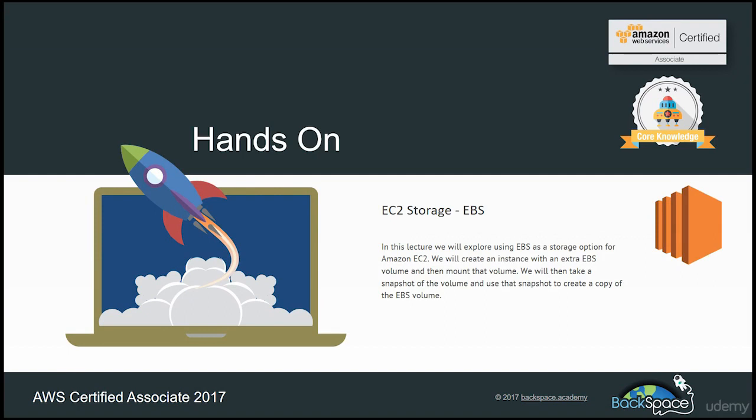In this lecture we'll explore using EBS, or Elastic Block Storage, as a storage option for Amazon EC2. We'll create an instance which will have an extra EBS volume attached to it, and then we're going to go into the Linux operating system and mount that volume. We'll then take a snapshot of that volume and use that snapshot to create a copy of that EBS volume.